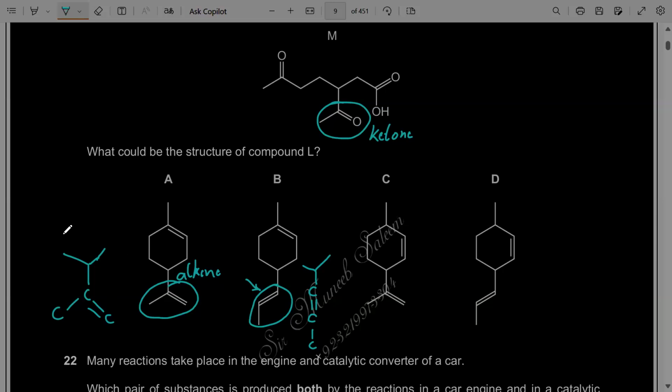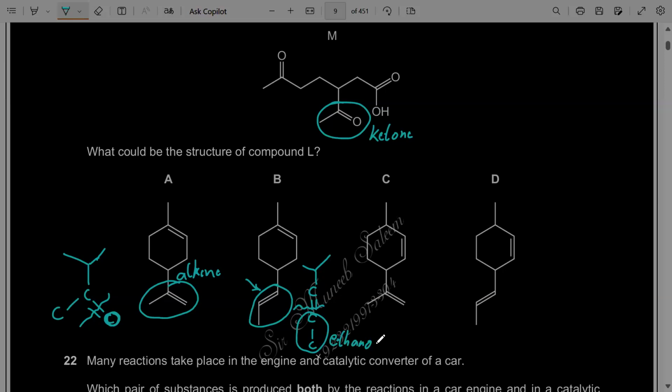If I look closely here, we should remember that when KMnO4 attacks the carbon-carbon double bond, it produces the carbonyl group. So the carbonyl group will be produced over here as a result of the reaction of KMnO4 and the alkene. Whereas in the case of this structure, the KMnO4 will attack over here, and it will be producing the ethanoic acid from these 2 carbon atoms.